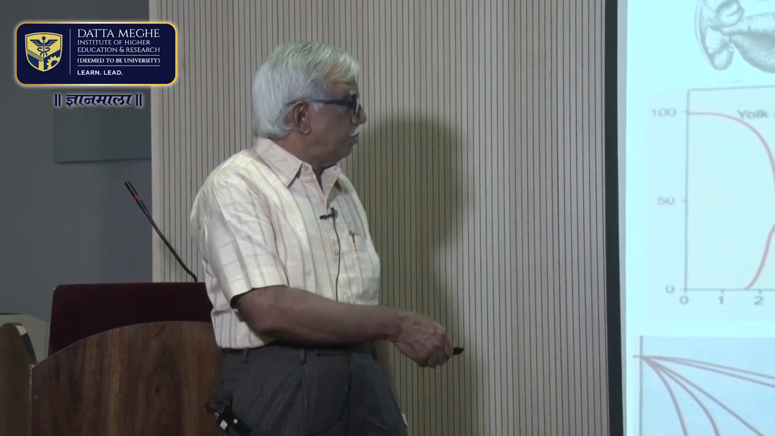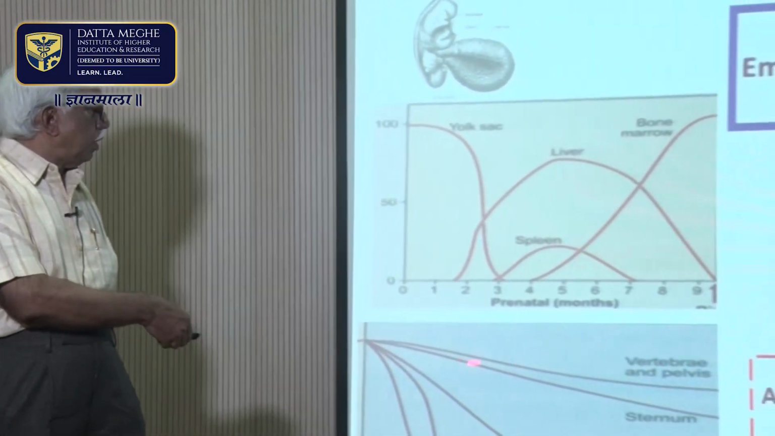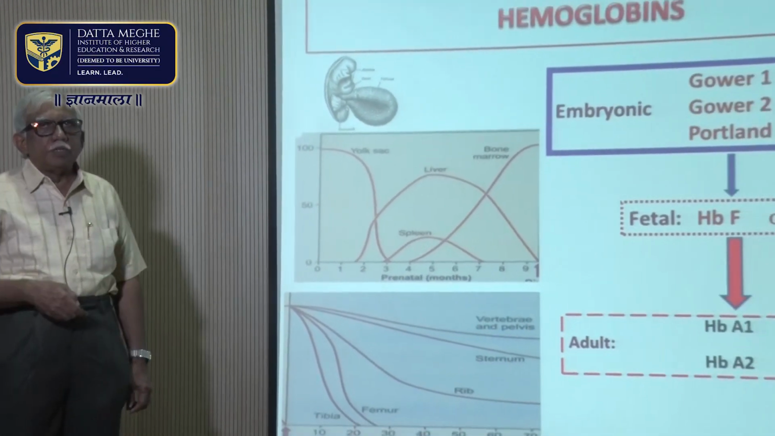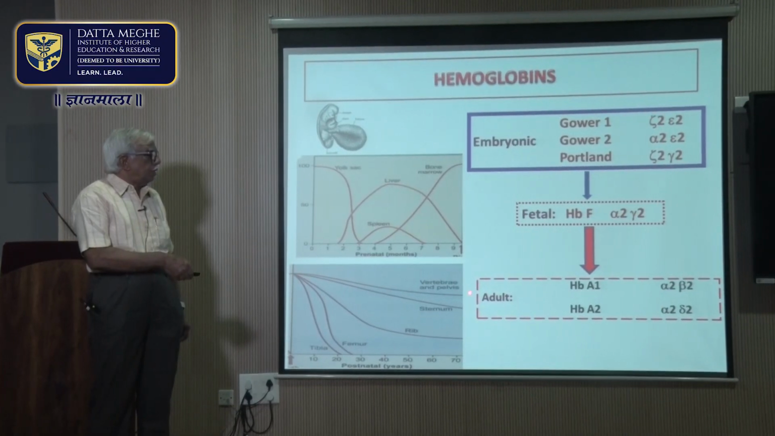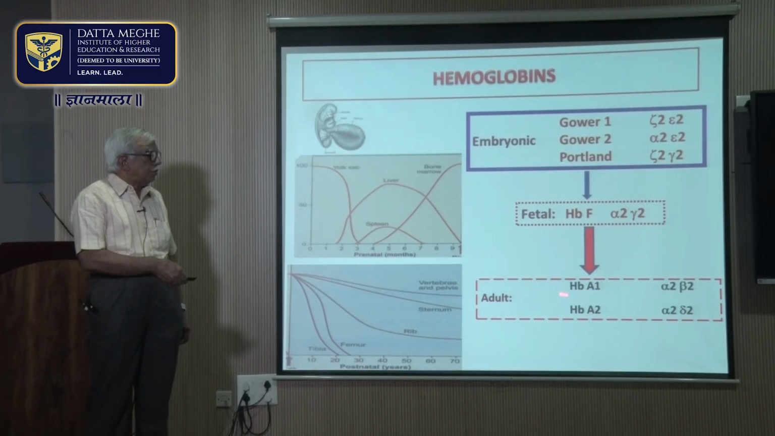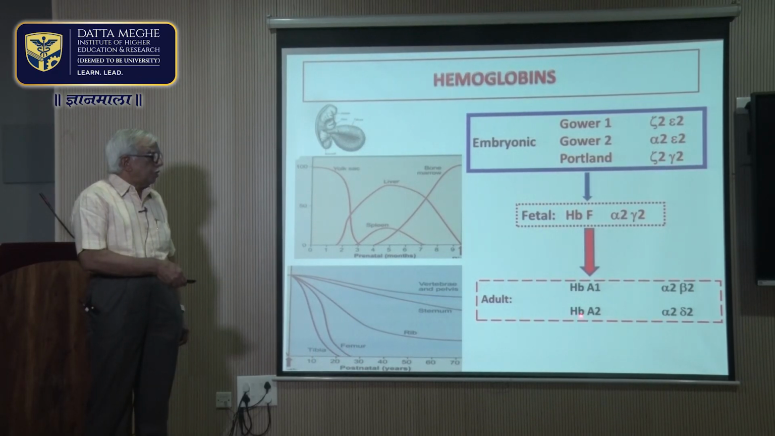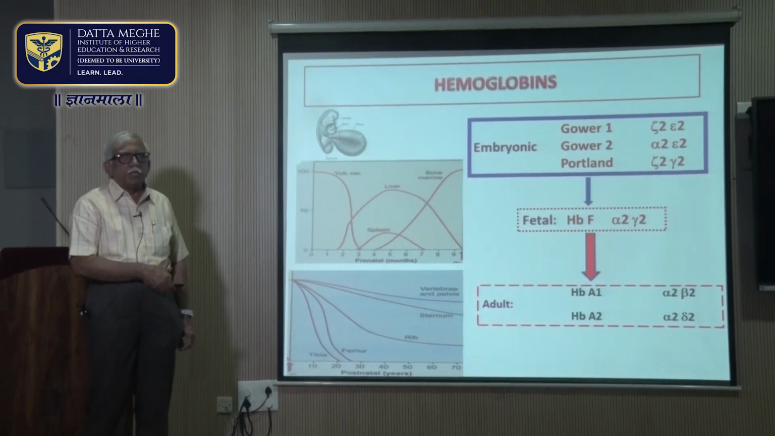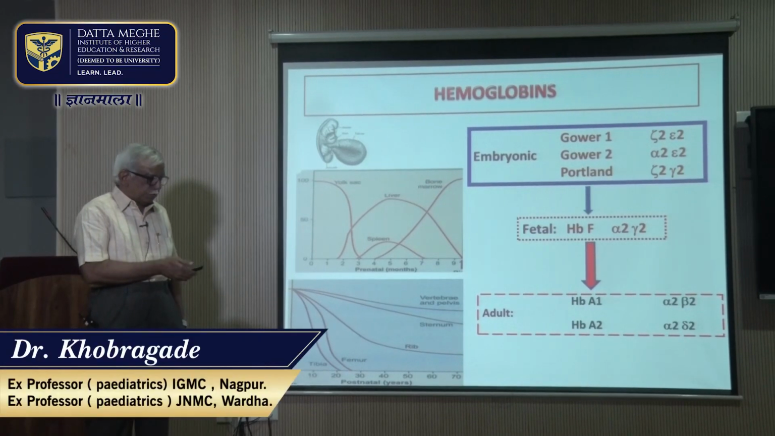Subsequently, as the baby is born, the bone marrow takes over the function, and it is mostly the red marrow which produces the hemoglobin. This hemoglobin is again of two types. Hemoglobin A1 is the main constituent, 90 to 95%, and comprises alpha 2 beta 2 chains. The second one is alpha 2 delta 2, called hemoglobin A2. It comprises only less than 3.5% in postnatal life.